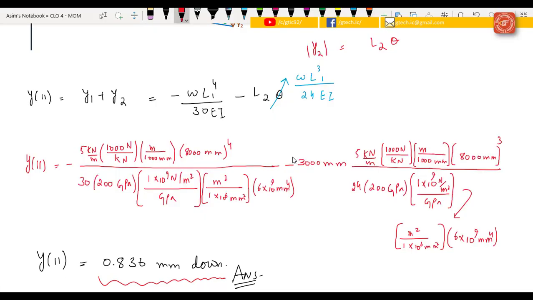So it's all about the superposition method. We did the double integration method, then we learned about the Macaulay method, then the singularity function, and now we have learned the superposition method. All these methods are used for finding the deflection or the slope of a beam. Next time we will continue our lecture by discussing the indeterminate beam.